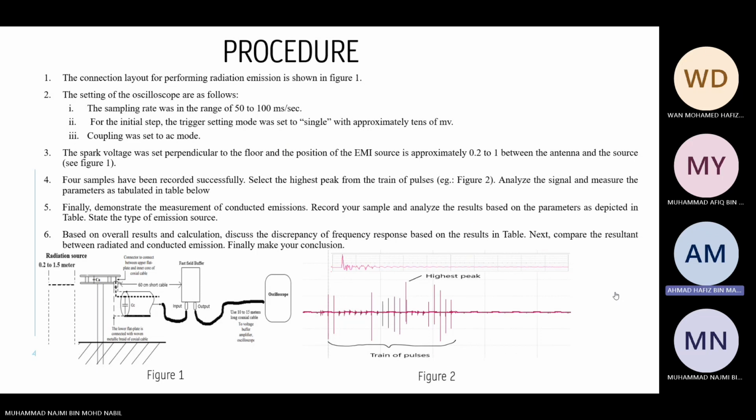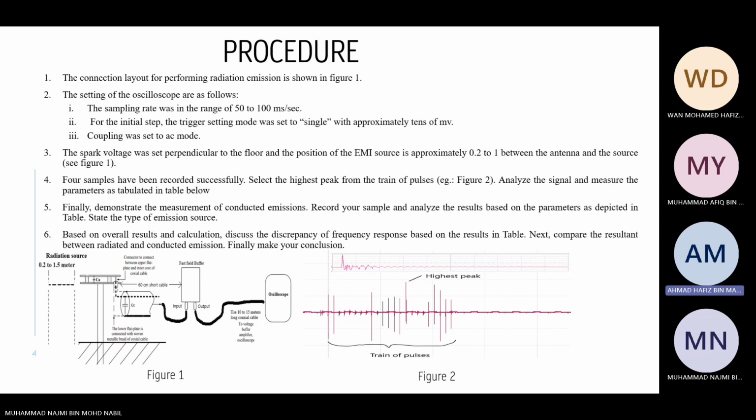The spark voltage was set perpendicular to the floor, and the position of the EMI source is approximately 0.2 to 1 and also 1.5 between the antenna and the source. Four samples have been recorded successfully. We select the highest of the 3 pulses as we can see in Figure 2. And we analyze the signal and measure the parameters as tabulated in the following table.